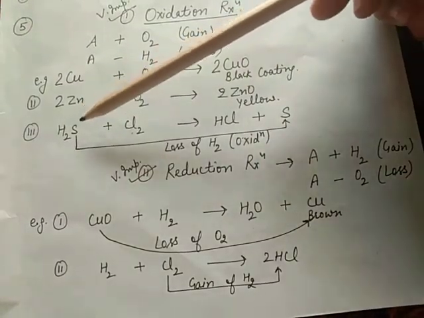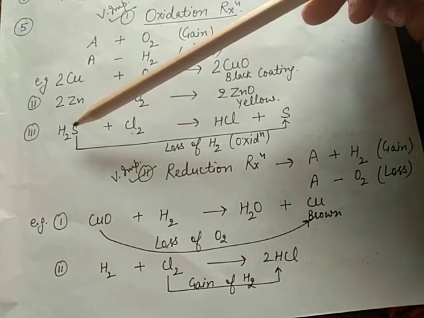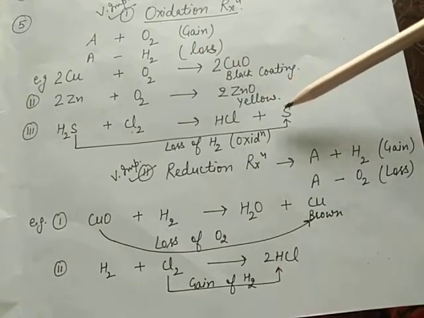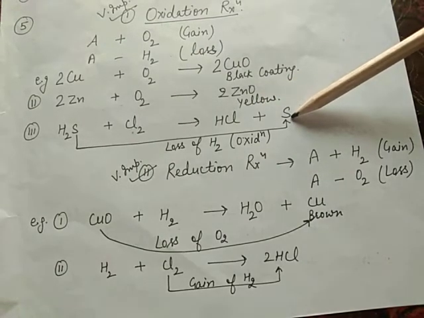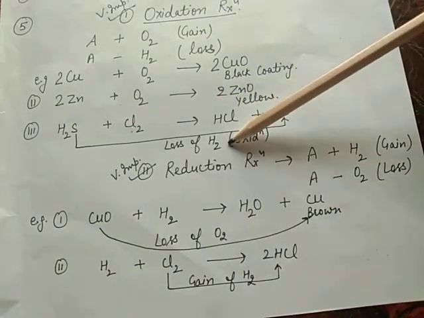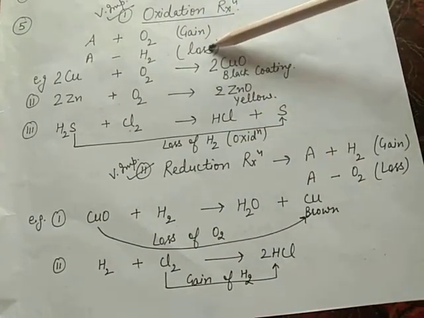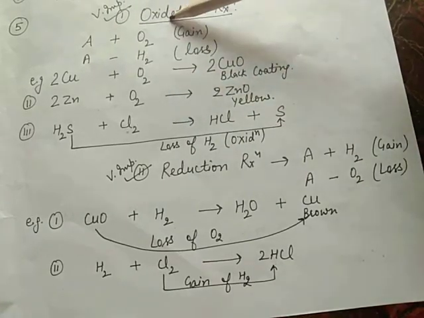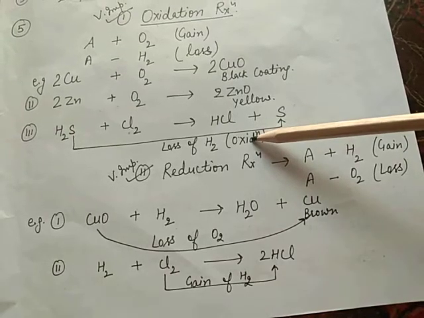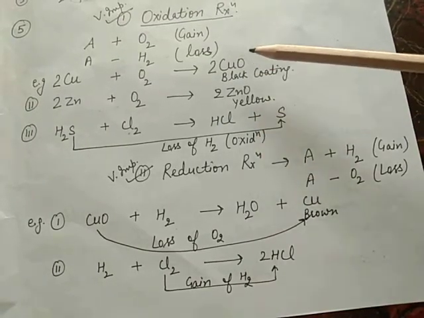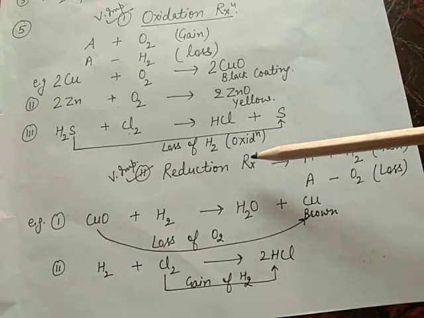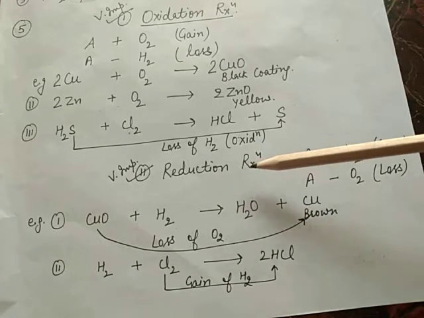Next example, H2S plus Cl2 will form HCl plus S. It means H2S changes into S. Loss of hydrogen. Loss of hydrogen is also an oxidation process. So here oxidation takes place. It is the opposite process which takes place in reduction reaction.